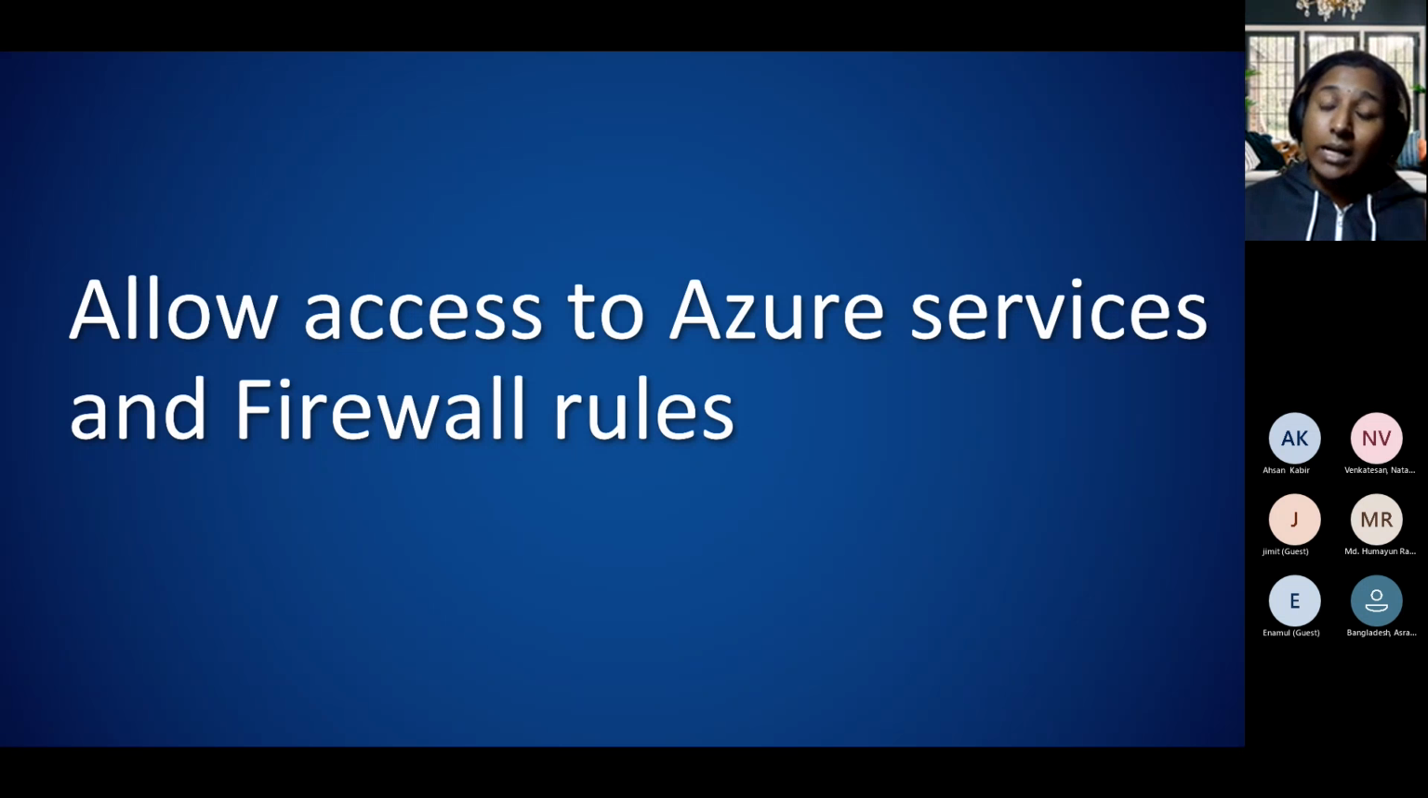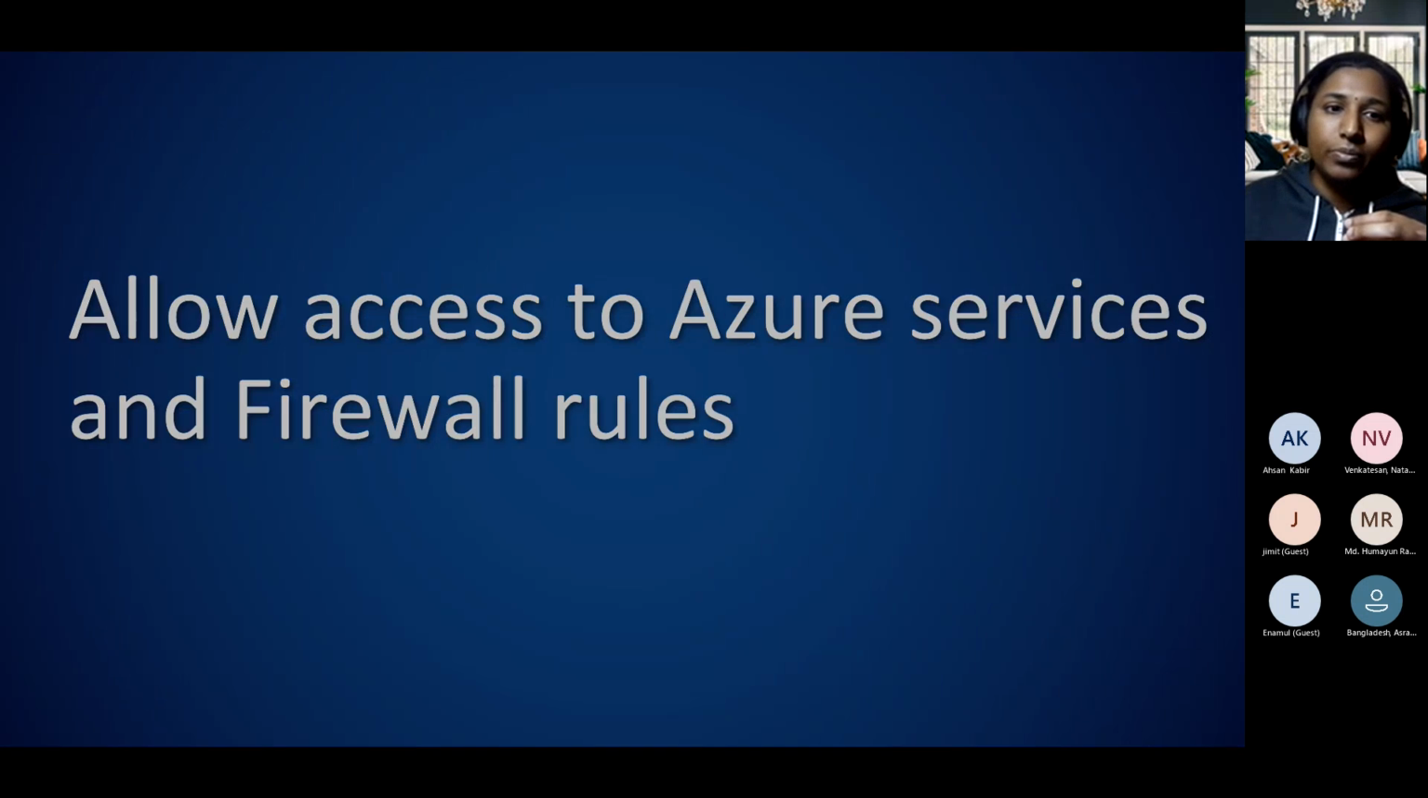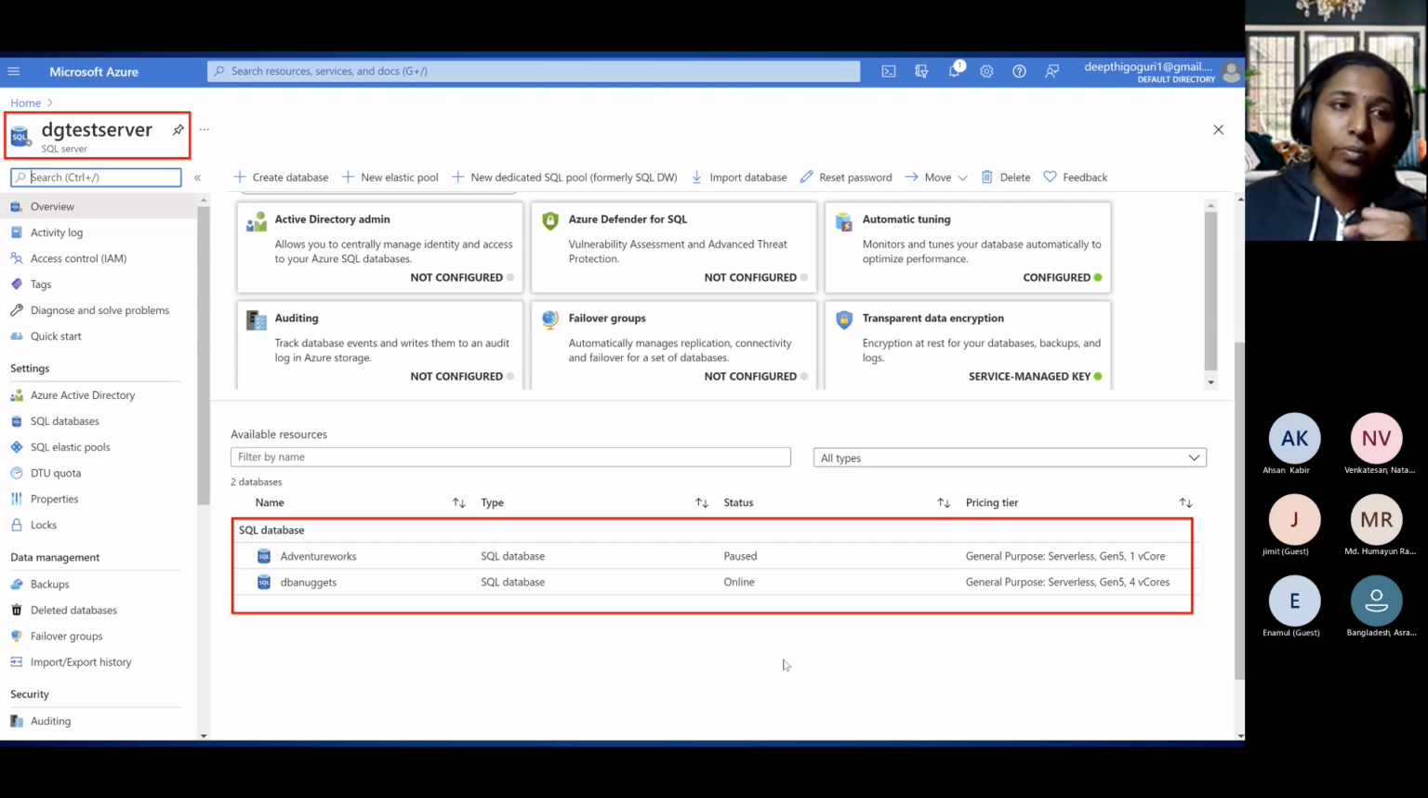So let's see the difference between the network options. We have seen four different types of network security. Let's see how they act and how they show information once you choose them. Allow access to Azure services and firewall rules are both low. They are not so secure. So let's see what kind of information they will show.